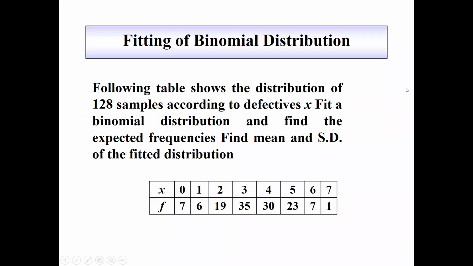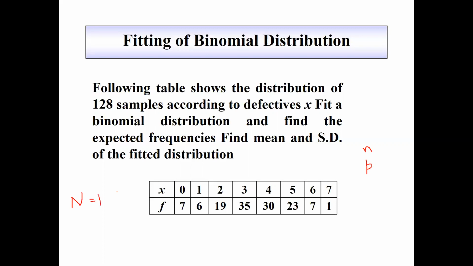Now a complete case of fitting of a binomial distribution is under consideration. In this table, a sample of 128 is given. We have to fit a binomial distribution and then find the mean and standard deviation of the fitted distribution. There are some steps involved. In the first step, you have to estimate the parameters of the distribution. N and P are the two parameters in a binomial distribution. After estimating these parameters, we have to compute the probability of all of these outcomes and then multiply these probabilities with the capital N. Capital N is basically 128.